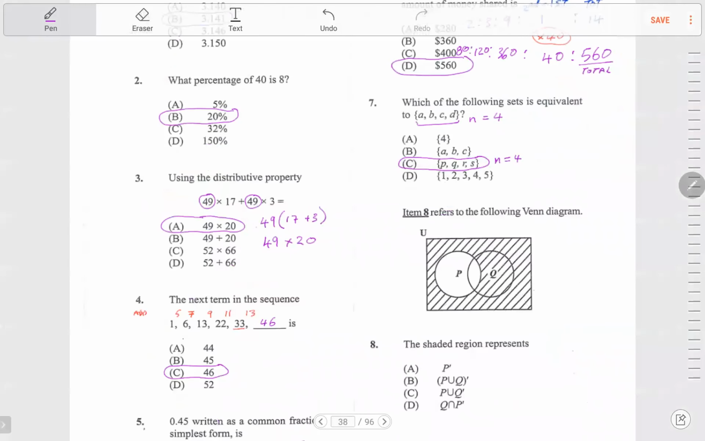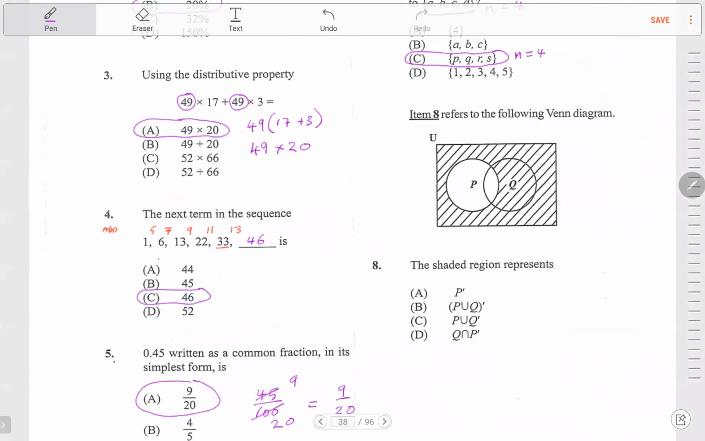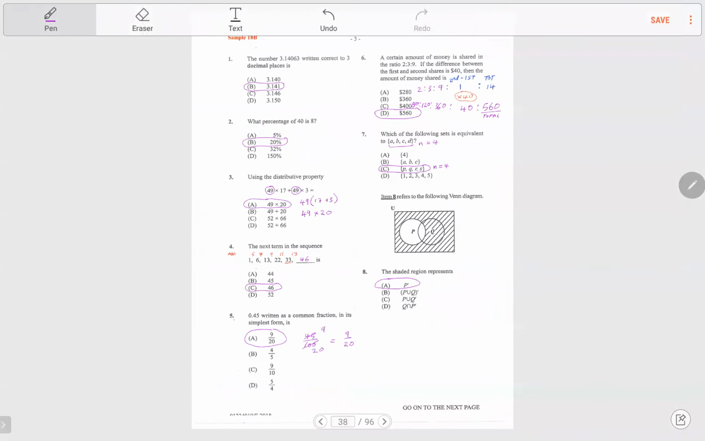All right. This question, as I say, is very popular. That is P complement. Everything outside of P is P complement. All right. P complement is the answer there. All right. So we'll finish this page. Move on to the next page.